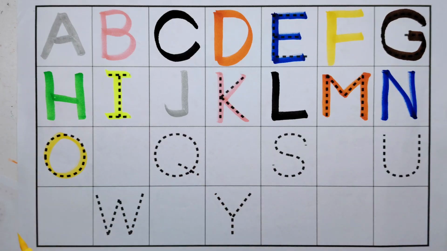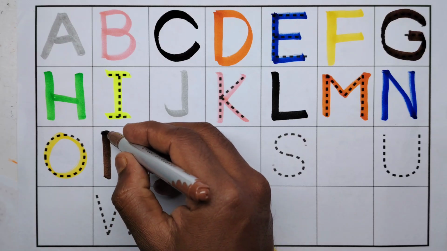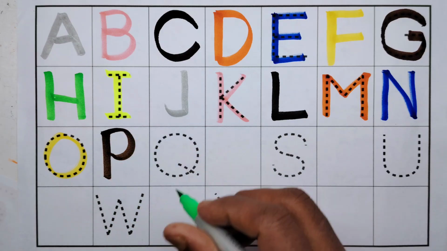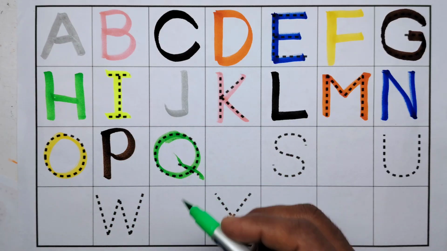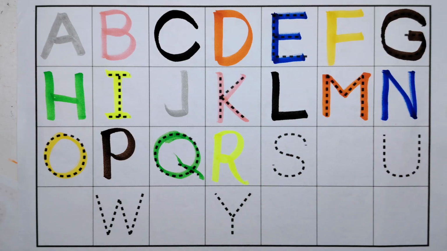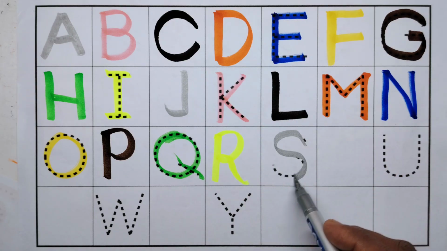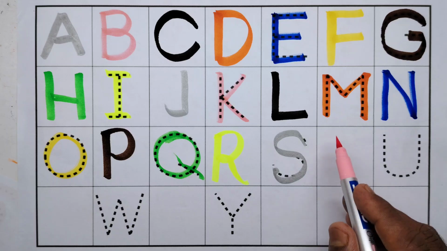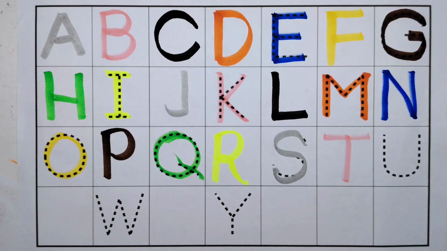O for oil. P for parrot. Q for queen. R for roach. S for sun. T for tomato. U for uniform.